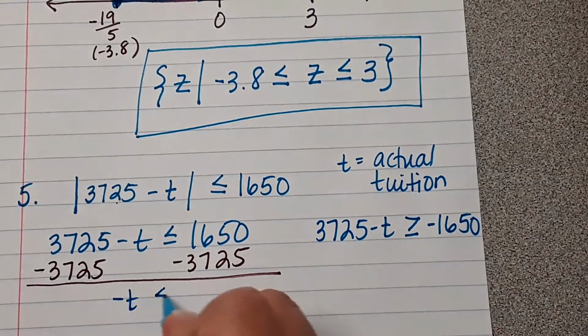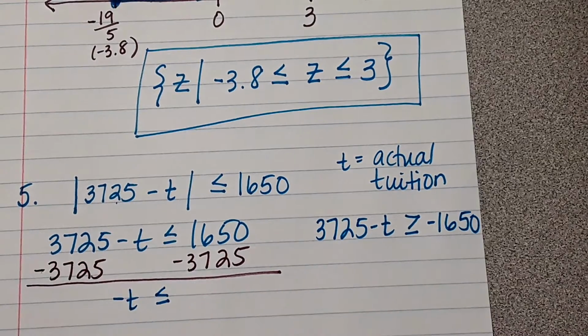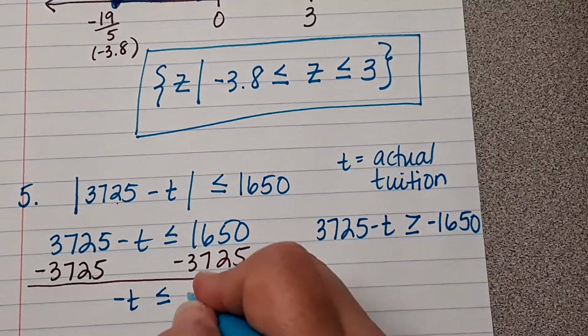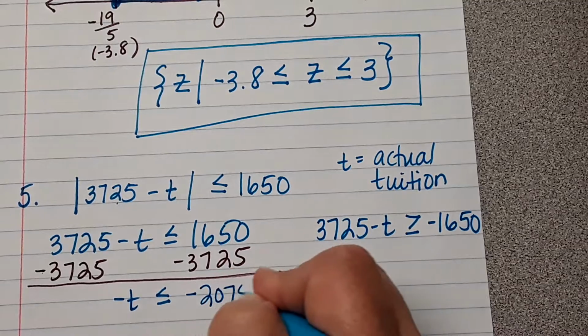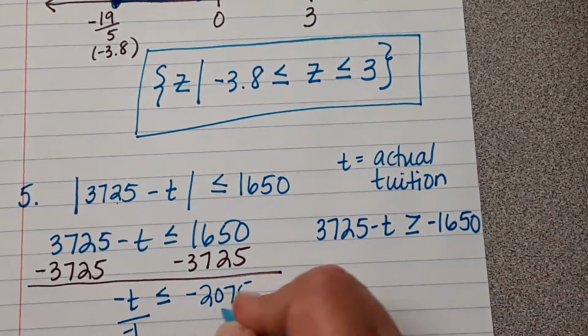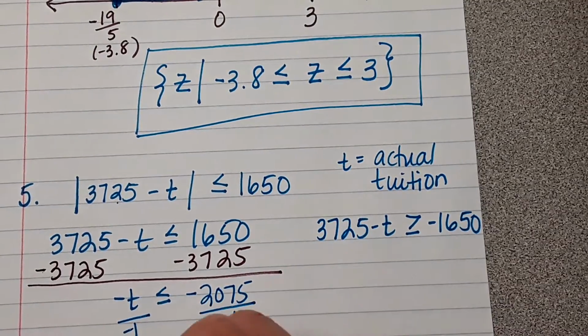Just remember, you guys, when you do these problems, the same rules apply as before with inequalities. If you divide by a negative number, the inequality has to flip. So I'm going to divide by -1. I get t is greater than or equal to 2,075.